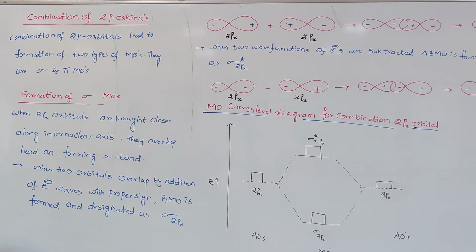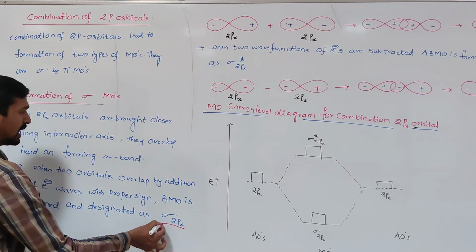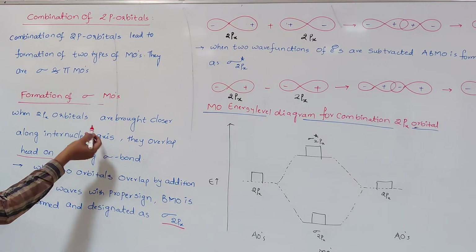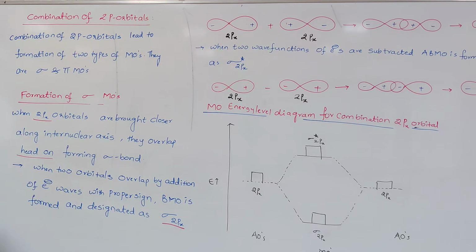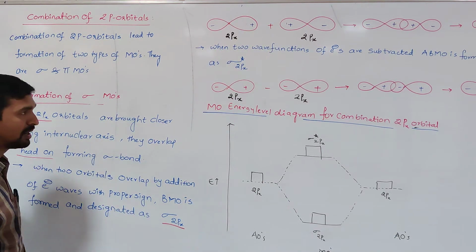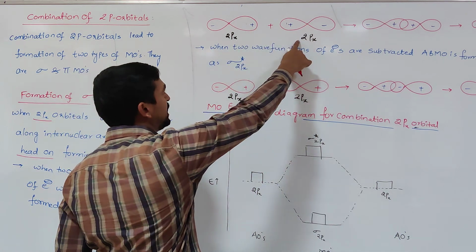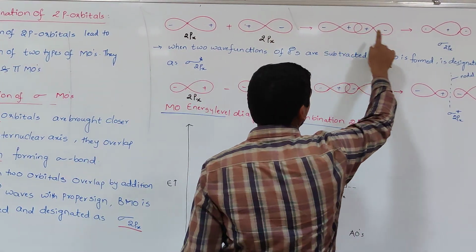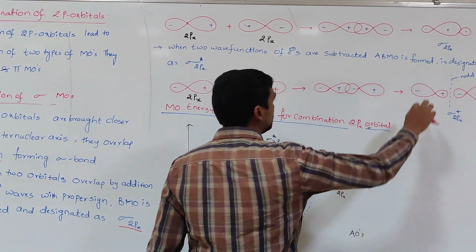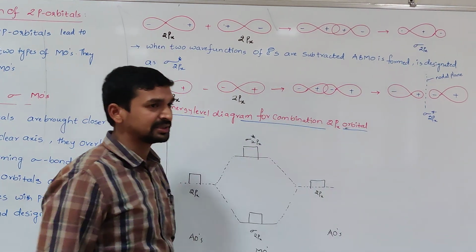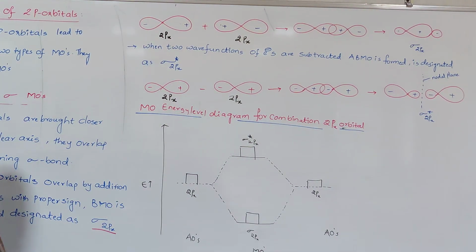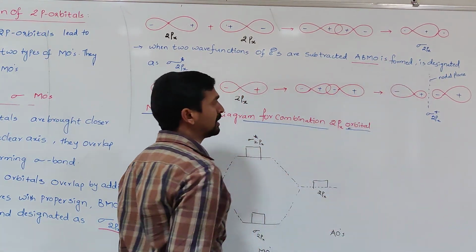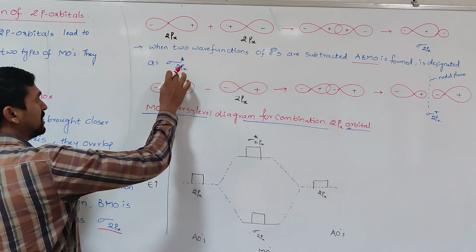That is designated as sigma 2px, because head-on overlapping always results in a sigma bond, since the x axis is the internuclear axis. So here the sigma 2px bonding molecular orbital is formed. Here addition of electron waves takes place with the proper signs, resulting in the formation of the bonding molecular orbital, designated as sigma 2px. And for the other one, the two wave functions may be subtracted. Subtraction always results in the anti-bonding molecular orbital, which is designated as sigma star 2px.